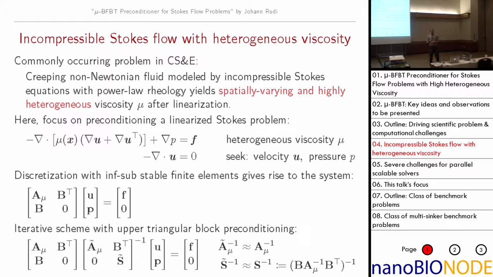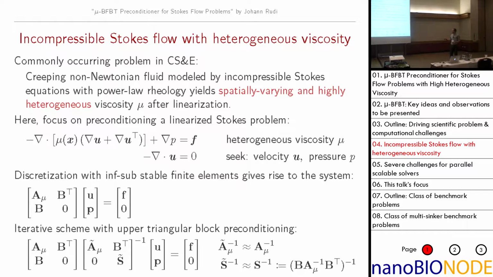Okay, now let's explain better what I do and motivate, and I'll tell you the challenges. So in computational science and engineering, commonly you want to solve creeping non-Newtonian fluid models. So typically you take the incompressible Stokes equations and you have a nonlinear rheology, and oftentimes it's a power law rheology. So if you linearize that with the Newton method, for example, then you get a spatially varying heterogeneous viscosity. So that's one component where the heterogeneity can come from. Another one can be just in your model, you have a heterogeneity already built in, no matter if you have to linearize or not.